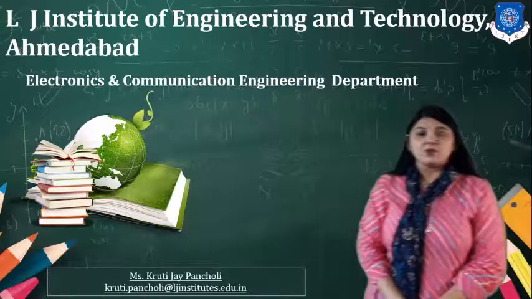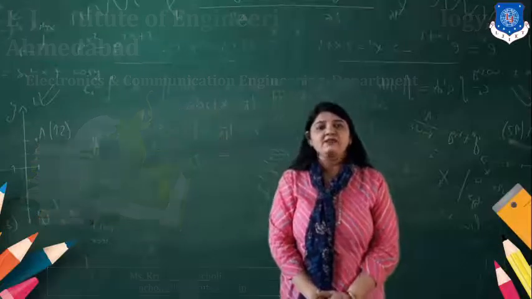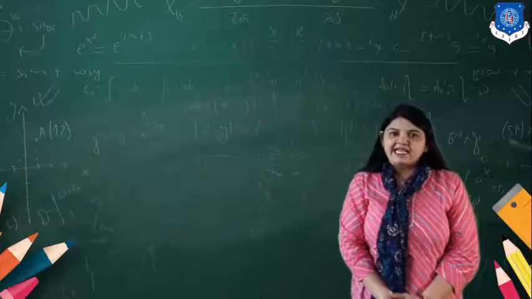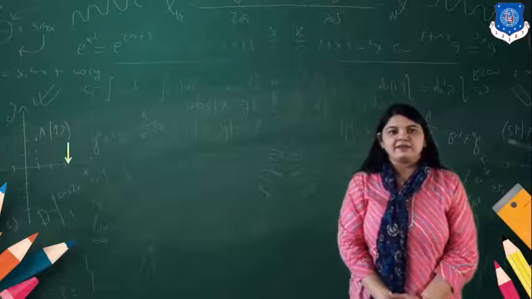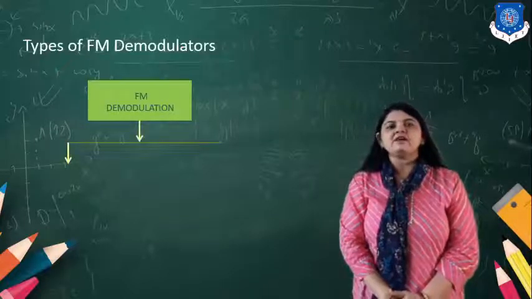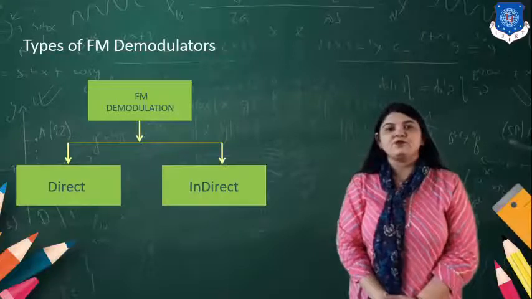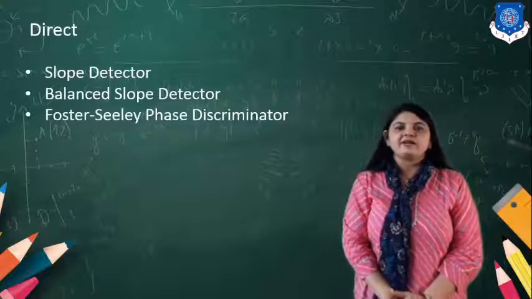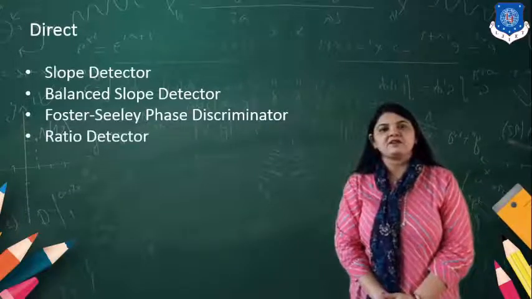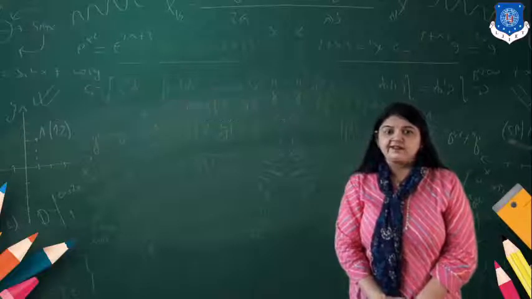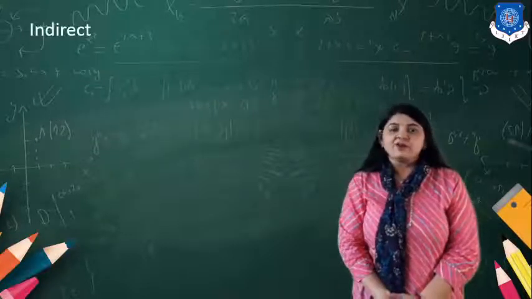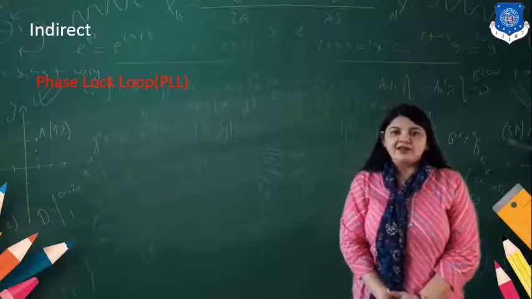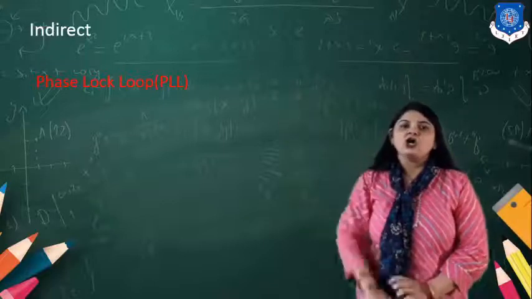In the last video, you learned about the various FM demodulation methods, which consist of the direct method and indirect method. In the direct method, we learned about four methods: slope detector, balanced slope detector, Foster-Seeley phase discriminator and ratio detector. Now today, in this video, we will learn about the indirect method of FM demodulation, that is the phase lock loop.